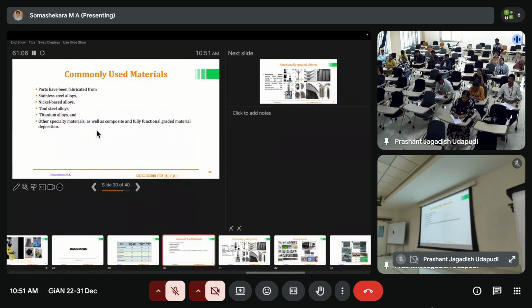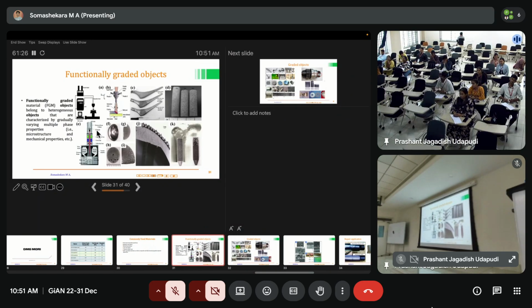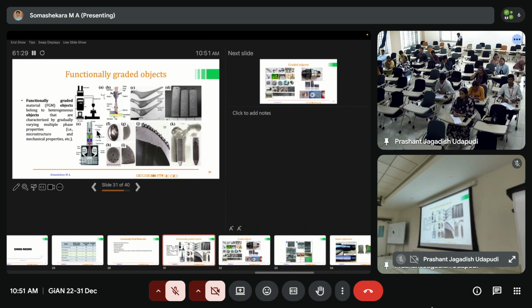So I think these are the commonly used materials. Of course, nowadays a lot of materials are being developed. You'll find many alloys tested using this technology, but you will find many variants when it comes to the technologies. I think these are some of the components where you will find, especially if you want to go for gradient structures, right? Where you need to change the composition within the component, right?